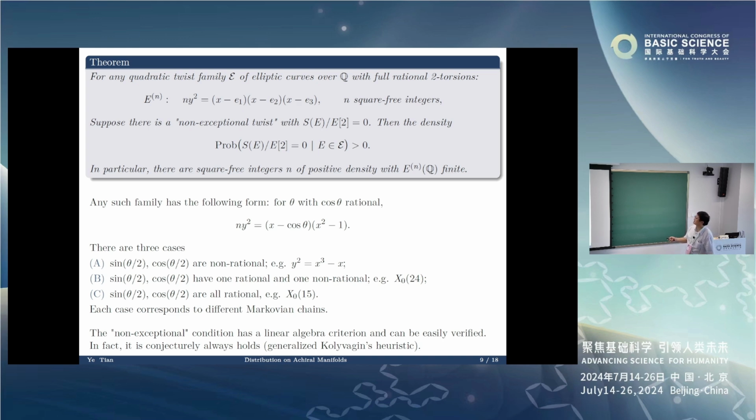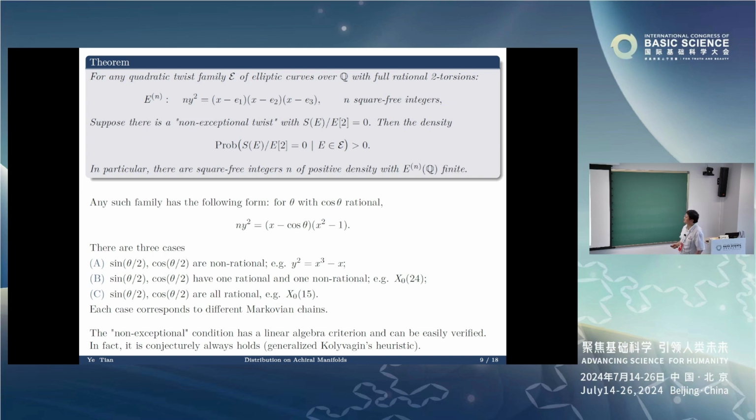Anyway, if the conductor of E is less than 1,000, we check this condition is always true. So Wang's heuristic holds. Okay, so basically for any quadratic family with two rational points, the Tate-Shafarevich group being trivial has a positive probability. Okay, so this is motivation number 3 for this topology problem.